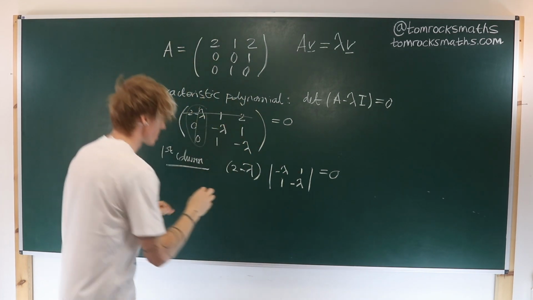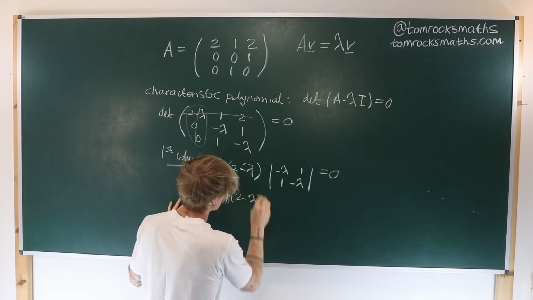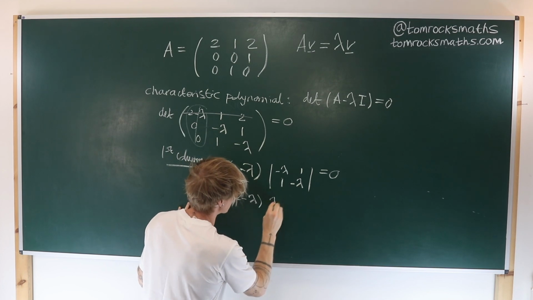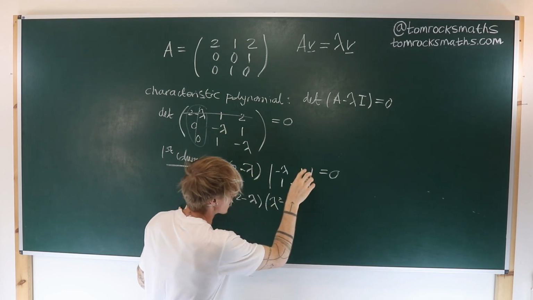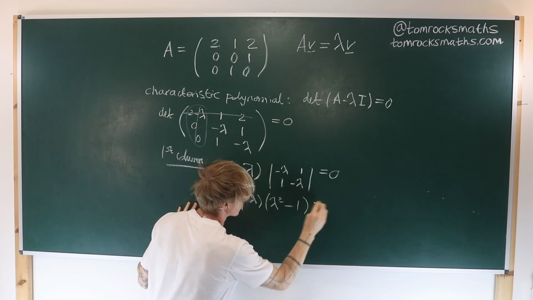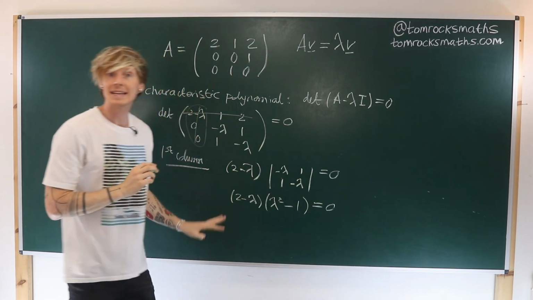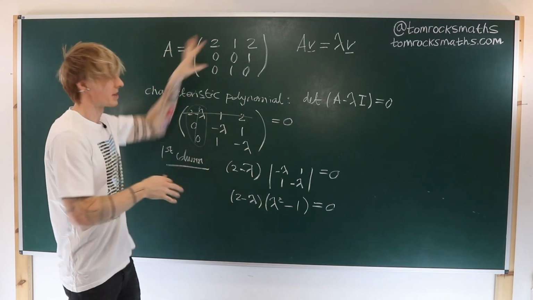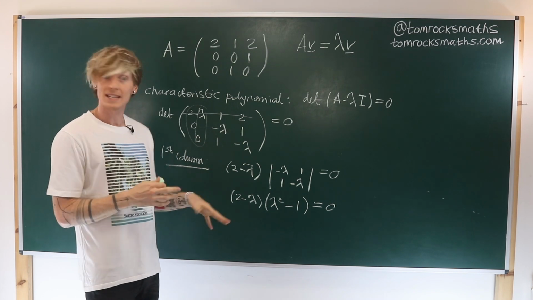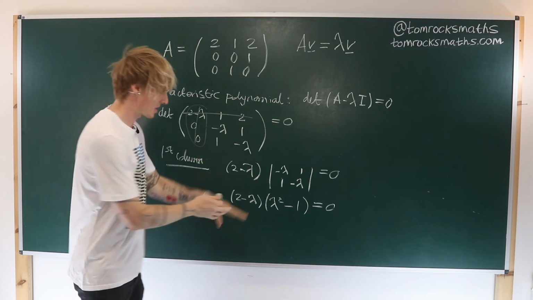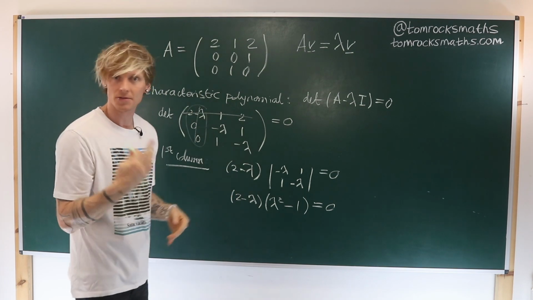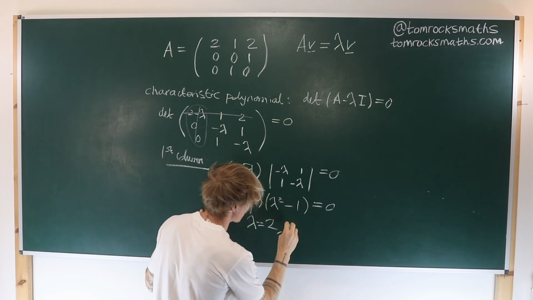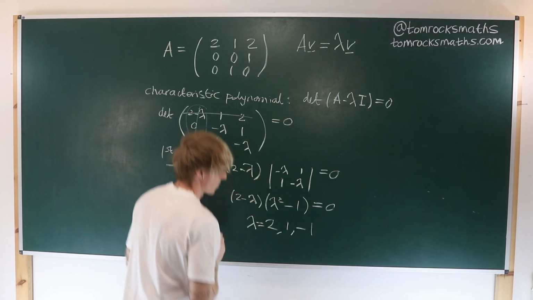So expanding this out, we've got 2 minus lambda. We've then got minus lambda times minus lambda, so that's going to give me a lambda squared, minus 1 times 1, so minus 1. So this is now our characteristic equation, our characteristic polynomial for this particular matrix. Now we can actually see what these solutions are immediately because the equation has already been factorized. So this tells us that lambda is equal to 2, and then we can have plus 1 or minus 1.